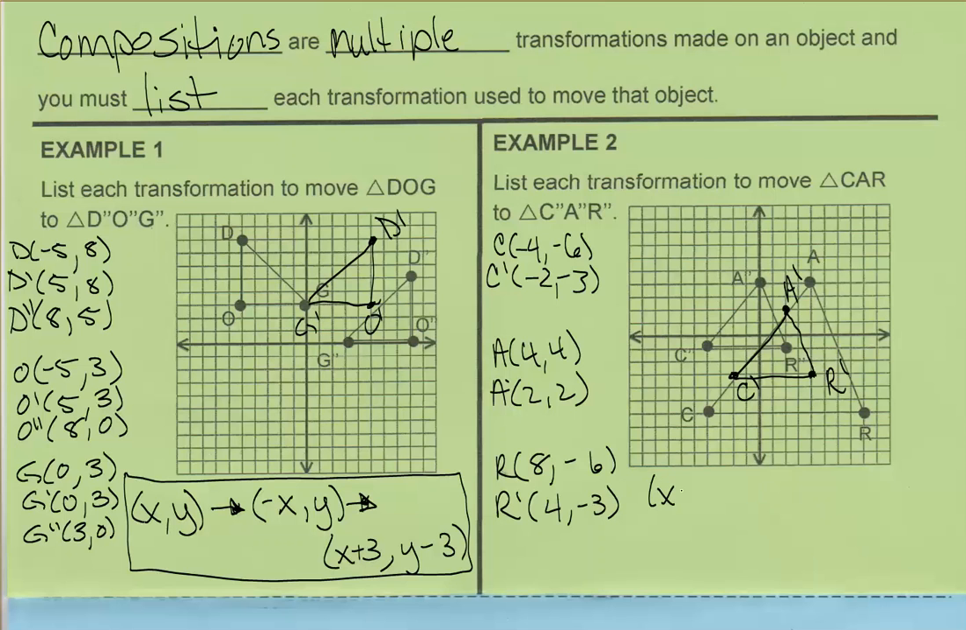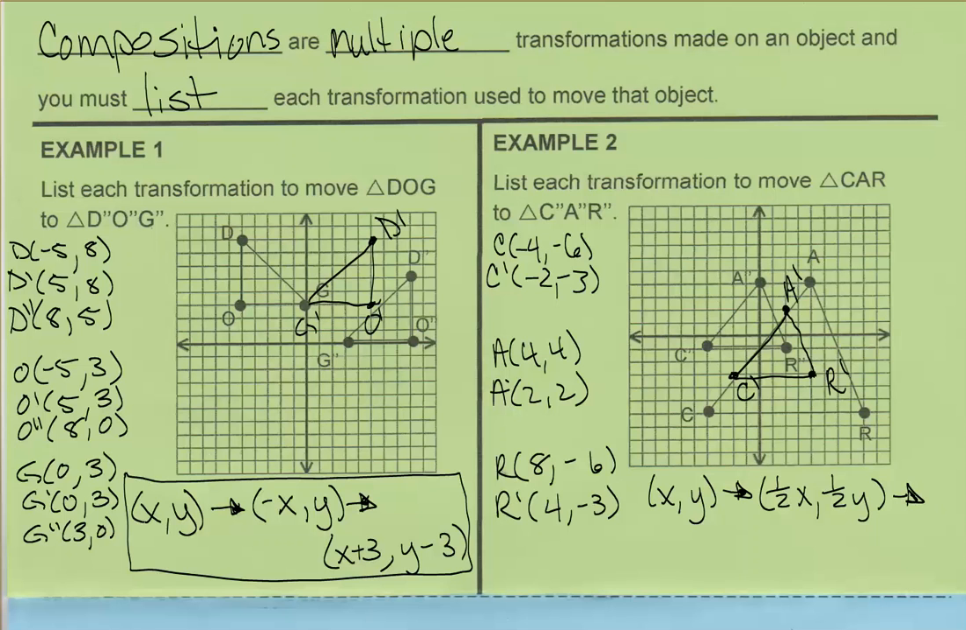So my original was X, Y. And how did that change? How did I get from negative 4 to negative 2, from 4 to 2, and from 8 to 4? Well, obviously I cut all my x's in half. How did I get from negative 6 to negative 3, 4 to 2, or negative 6 to negative 3? I cut all my y's in half.